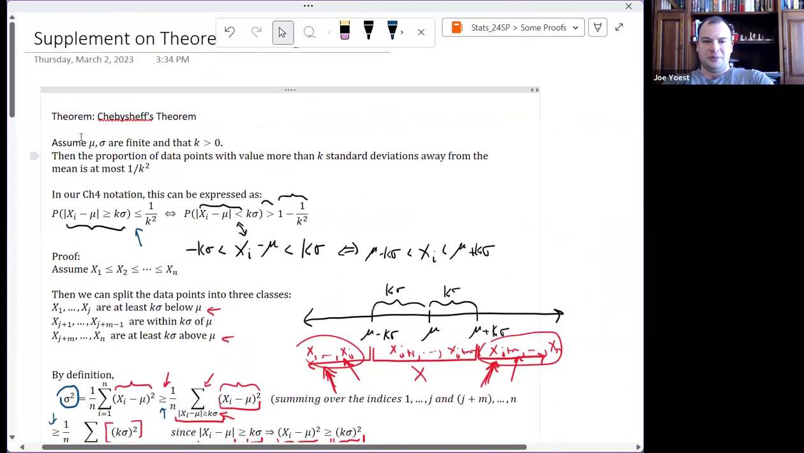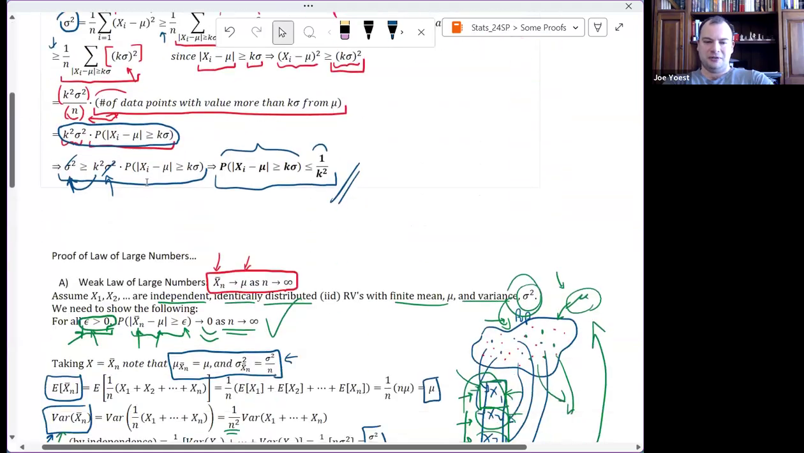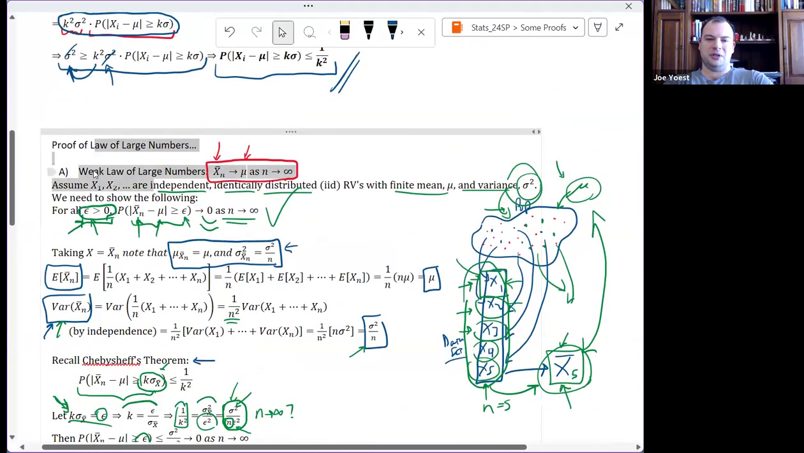Okay, so that wrapped up some of the theoretical background for Chebyshev, for the weak law of large numbers, and a little more exercise on things like expected values and variances and all of that.